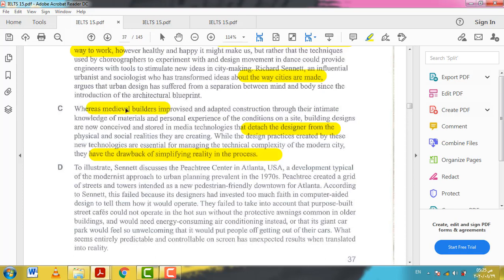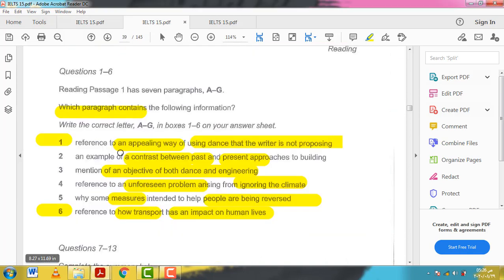Whereas, so whenever we find "whereas," it will tell us about comparison. So whereas medieval builders in construction, are now, so here in the past, and now is in the present. So two will be C.